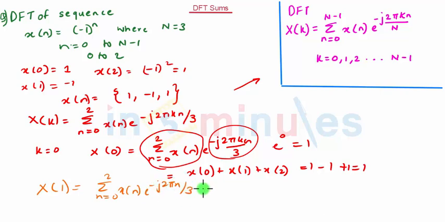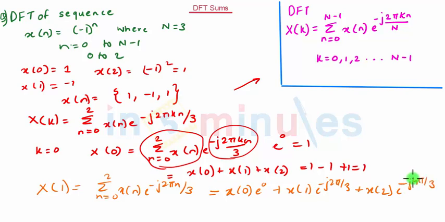Now we are going to expand this term. So it comes out to be x of 0 e raised to 0 for n is equal to 0 plus x of 1 e raised to minus j 2 pi by 3 plus x of 2 e raised to minus j 4 pi by 3. So now we have to expand these exponential terms.